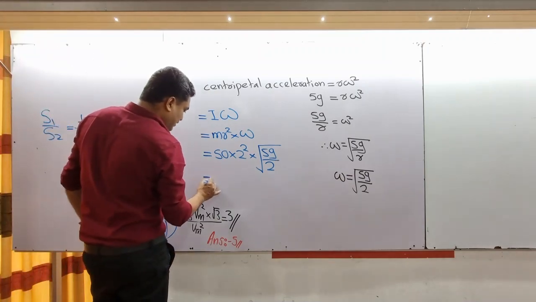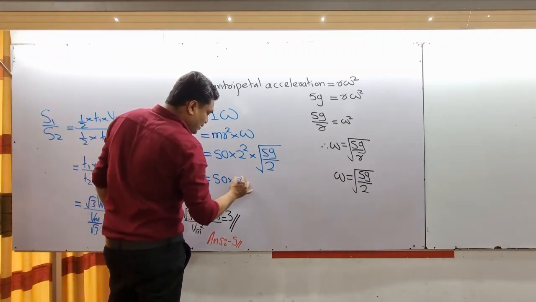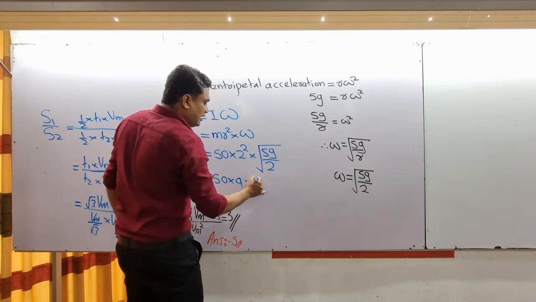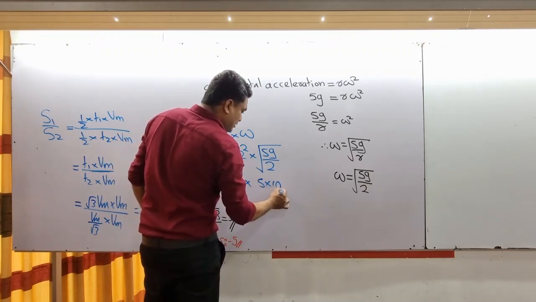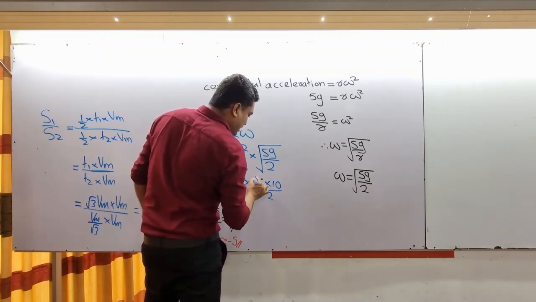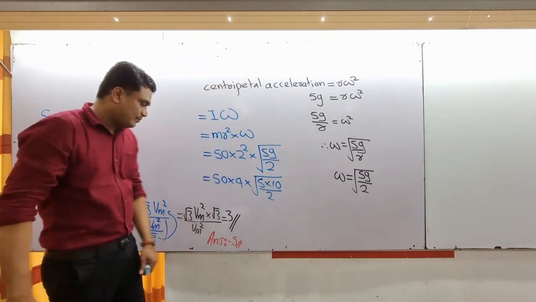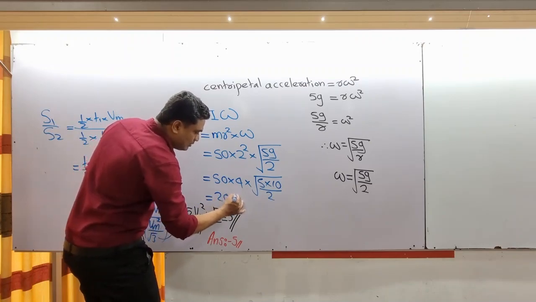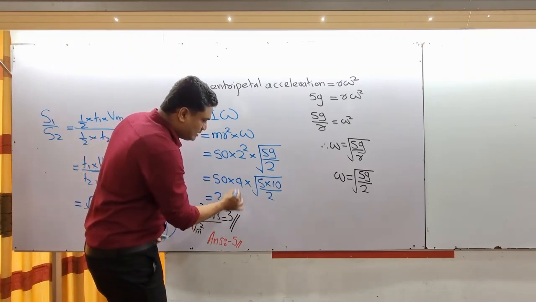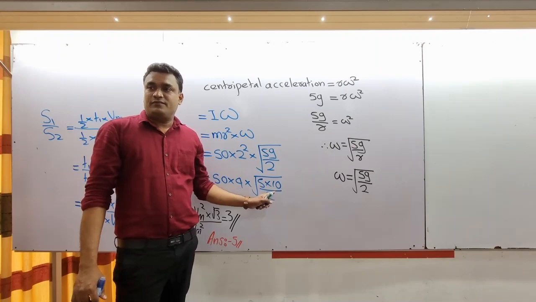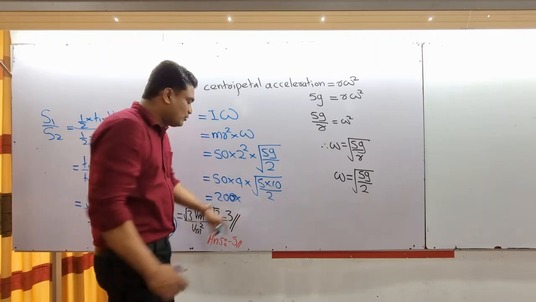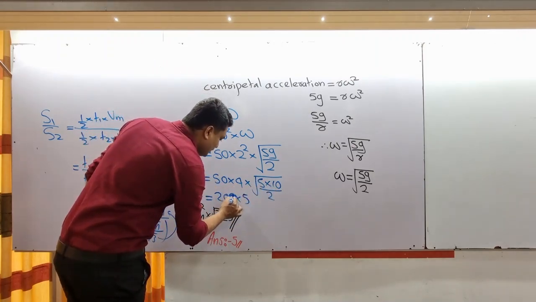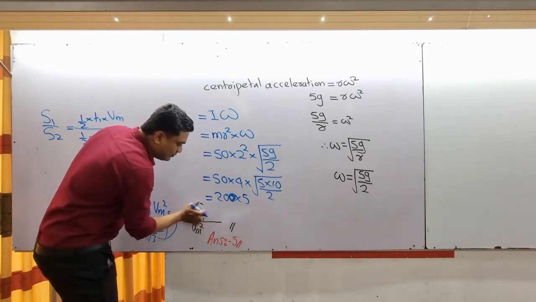This is 50, square of 2 is 4, 5 times 10, 50. 50 divided by 2 is 25. 50 times 4, 200. What is this thing? 5 times 10, 50. 50 divided by 2, 25. Square root of 25 is 5.